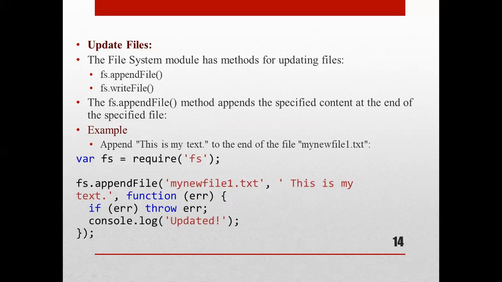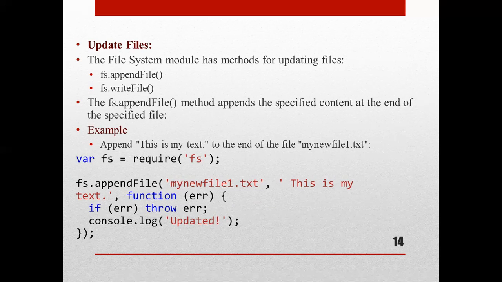So the next operation is update files. The file system module has some methods for updating files, like appendFile. We are going to append to that file, which means we are going to update that file. We are going to add content into that file. We have seen both the appendFile and writeFile methods in previous slides. So these are the ways we can update files.